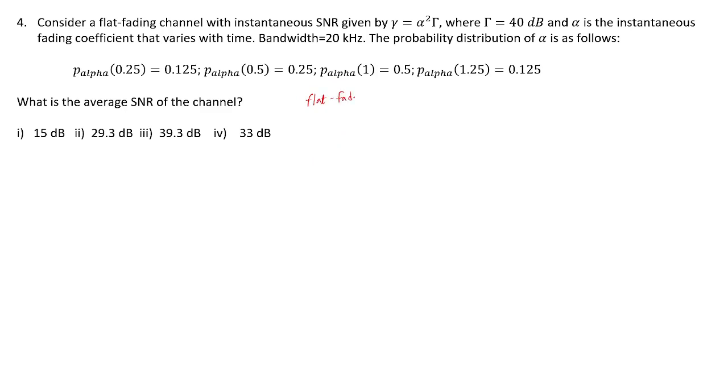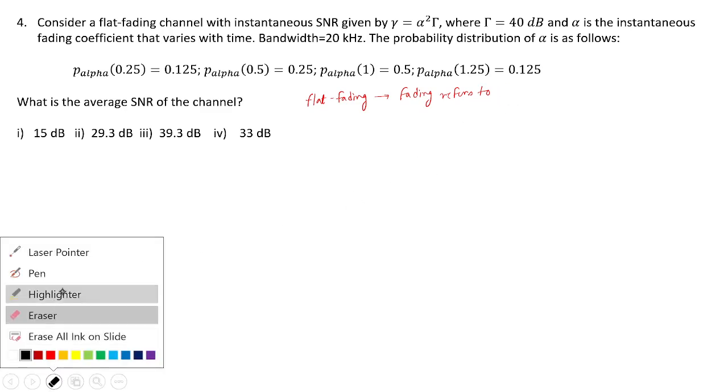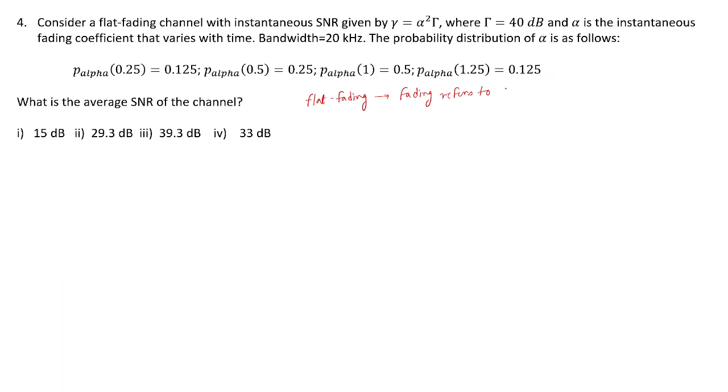Okay, first let us start with why instantaneous comes into place, because of flat fading. Any fading channel refers to, write it down, fading refers to randomness in channel gain. This is the important point to understand. Randomness in channel gain.